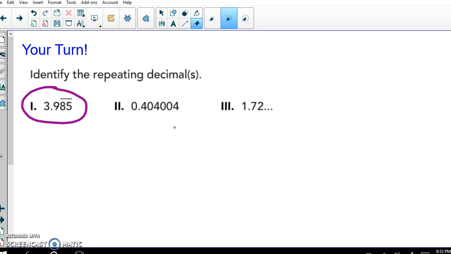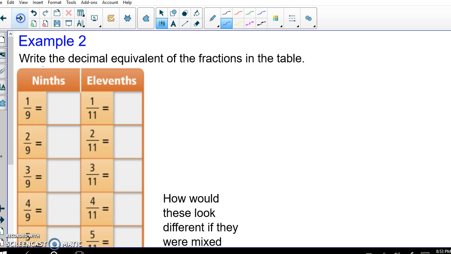Our third decimal does have the dot dot dot, which indicates that this decimal goes on. However, there's no indication of a repeating pattern. We simply have a 72 dot dot dot. So we know there's more digits to this decimal, but nothing that is repeating because nothing indicates a repeating decimal. All right, let's keep plugging away here.